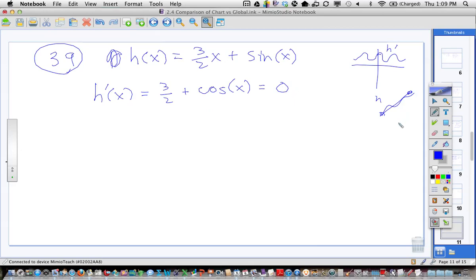So h is always increasing, but what does that do for you if you know h is always increasing?